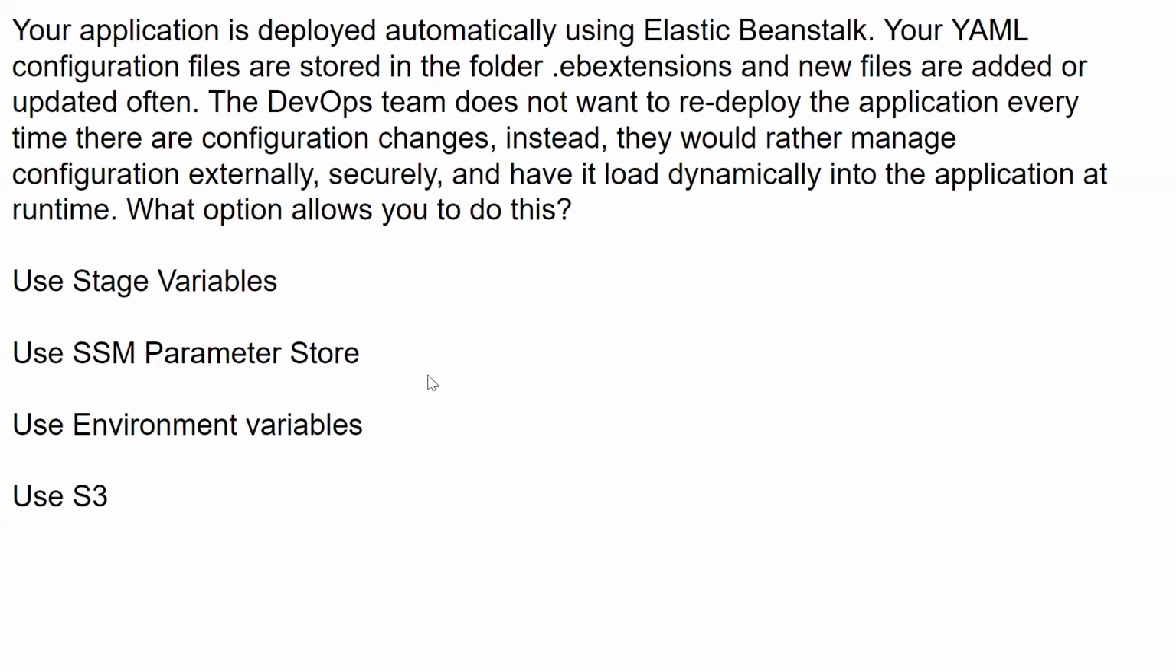Okay. Your application is deployed automatically using Elastic Beanstalk. Your YAML configuration files are stored in the folder .ebextensions, and new files are added or updated often. The DevOps team does not want to redeploy the application every time there are configuration changes. Instead, they would rather manage configuration externally, securely, and have it load dynamically into the application at runtime. Which option allows you to do this?